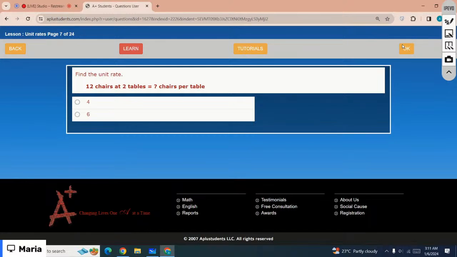Find the unit rate. 12 chairs at 2 tables. So how many chairs per table? Yes, the correct option is 6 chairs per table. Got it? The correct option is 6.